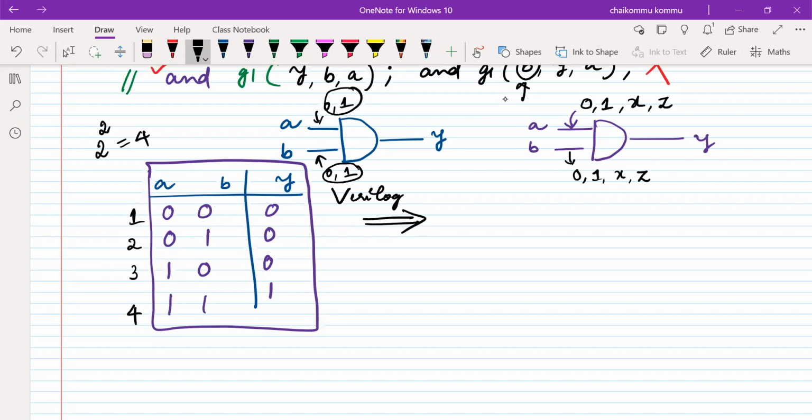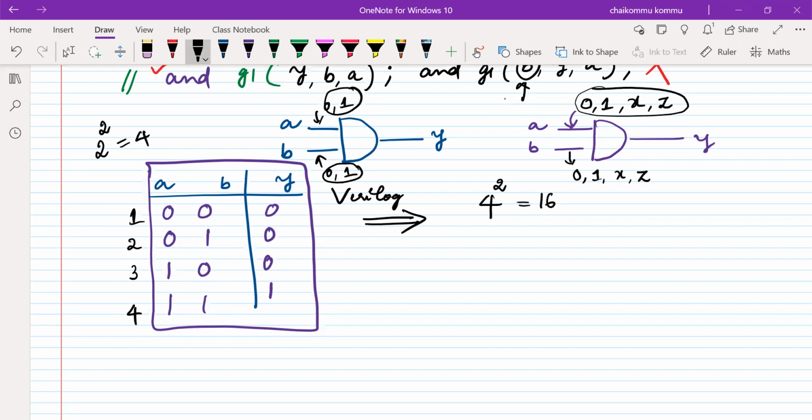Similarly, what about here? How many possibilities can we have? What is the number system? It is a quaternary number system. These are the 4 digits that we are using, so we have to consider 4. How many such lines are there? 2 lines. Therefore, this one is 4 power 2, that is 16 possible combinations we need to write.